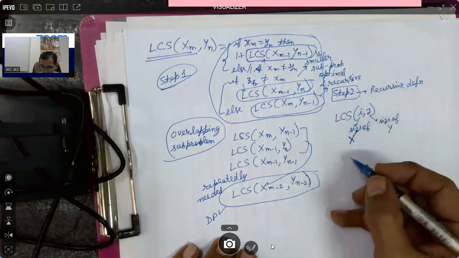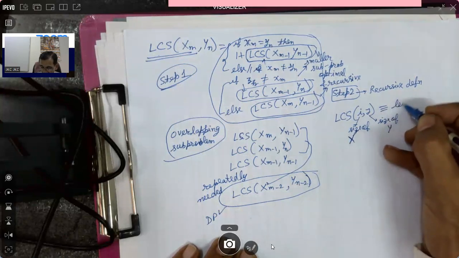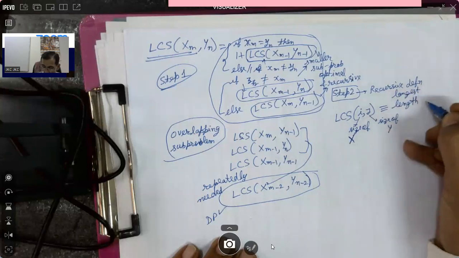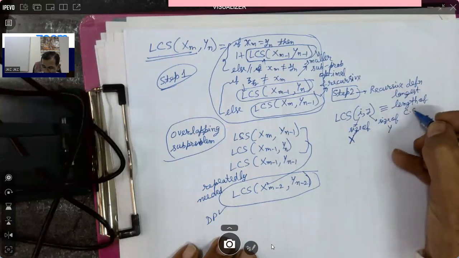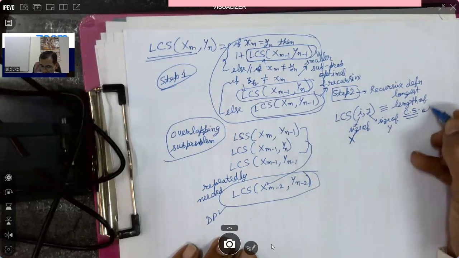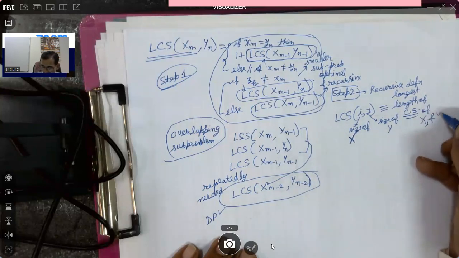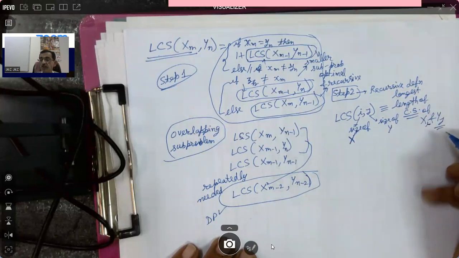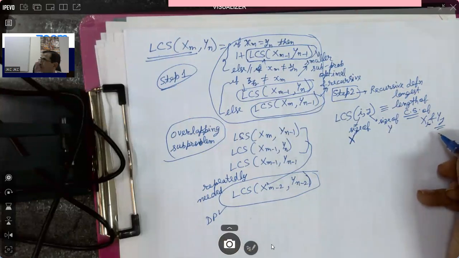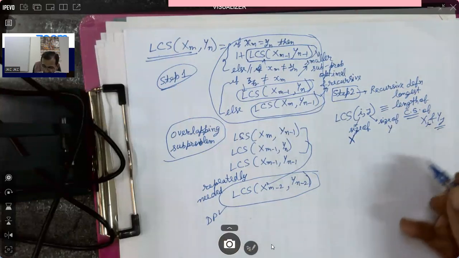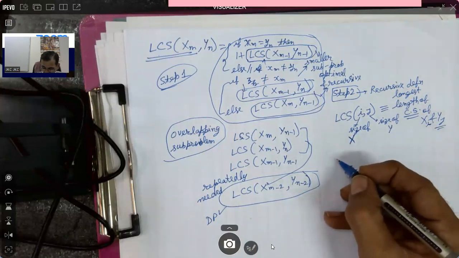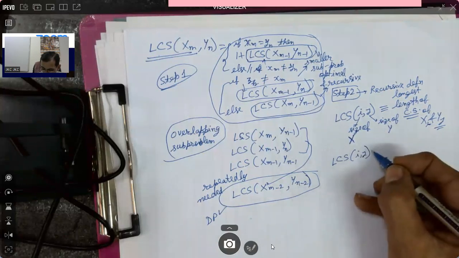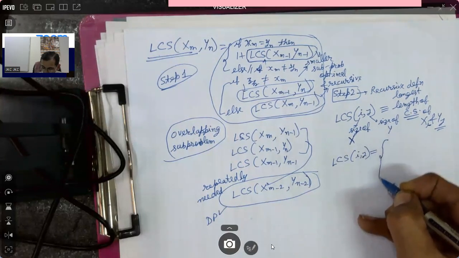So LCS of i,j is to be computed, and this is the length of the longest common subsequence of Xi and Yj, where Xi means the X string of length i and Yj means the Y string of length j. Now, having said that, let's define it recursively. LCS of i,j can be recursively defined in some way.